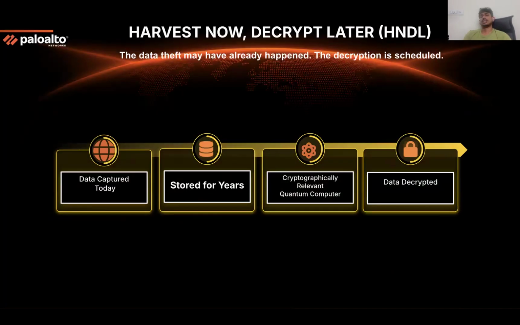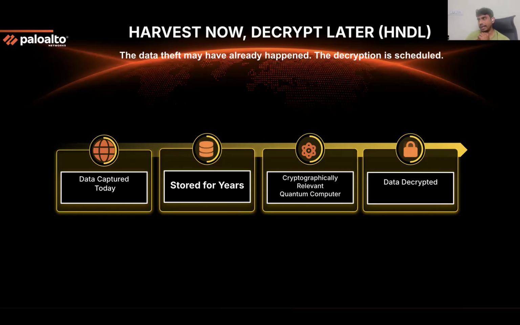So what is this harvest now and decrypt later? Let's say somebody captures the data between you and your bank or between two sites, the IPsec traffic or your TLS traffic. They can store it for years and years. They don't have to have a quantum computer today. They can just store it for years and years. And when the cryptographically relevant quantum computer arrives, they can decrypt the data.